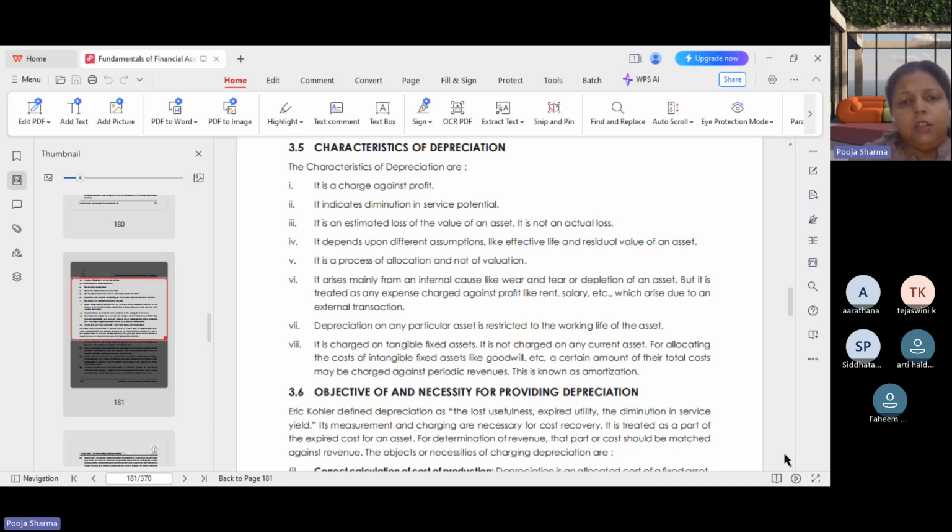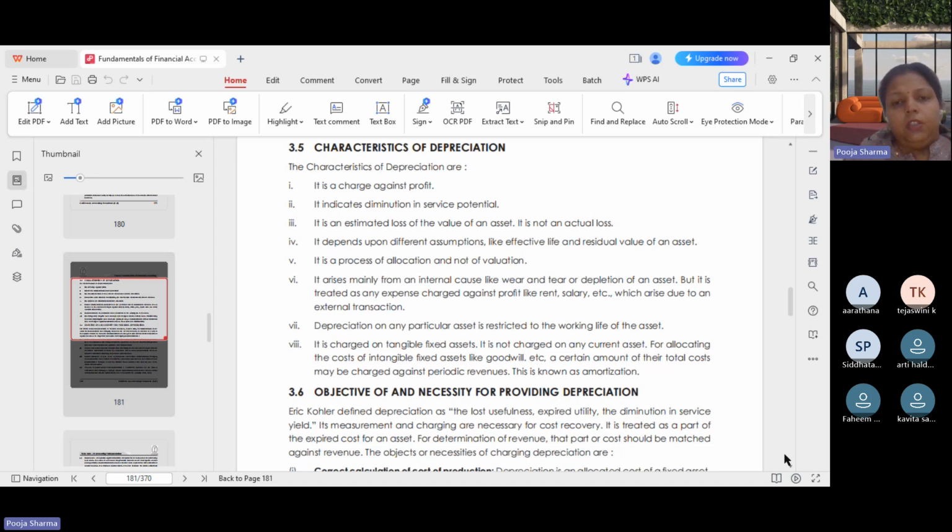It is the estimated loss of the value of the asset. It is not actual. Whenever we purchase machinery, we can't actually estimate whether it will work for 10 years or 20 years. We can just take an estimate that it will work for 10 or maybe 15 years. So it is not an actual loss, but we write it off in the balance sheet and show it in the income statement. As we say, it is charged against profit. It is a kind of outflow.